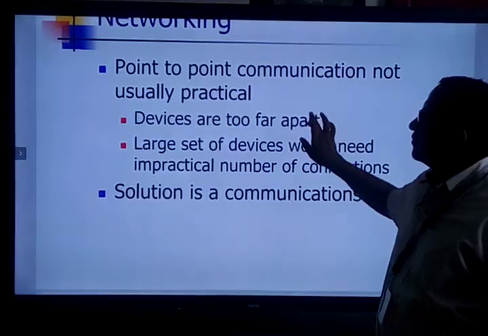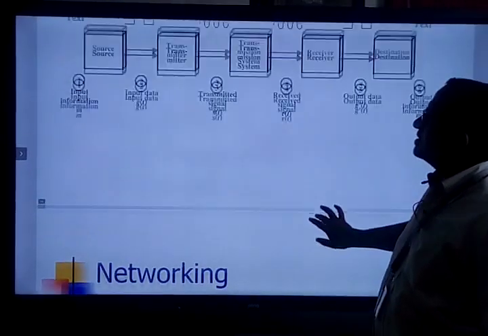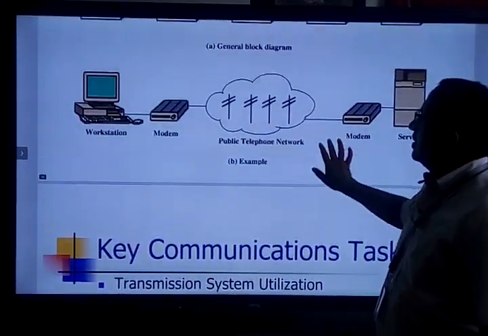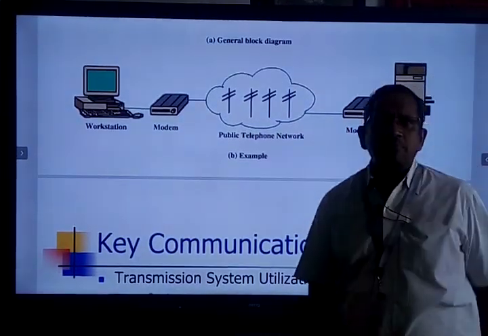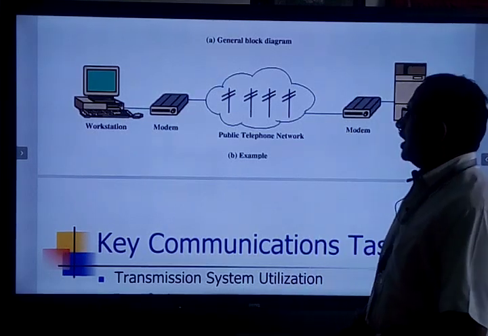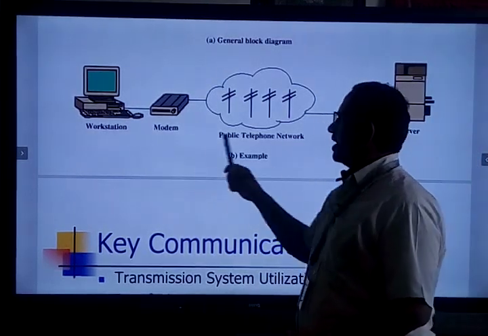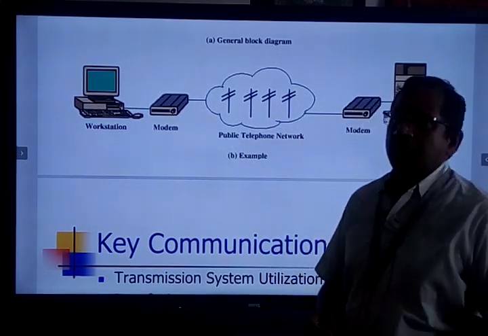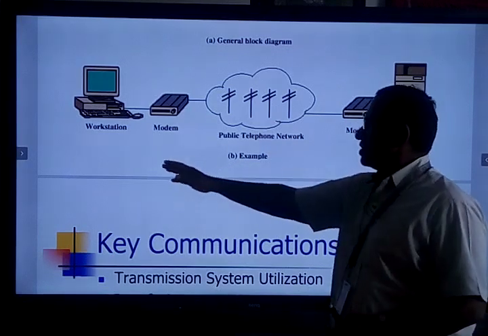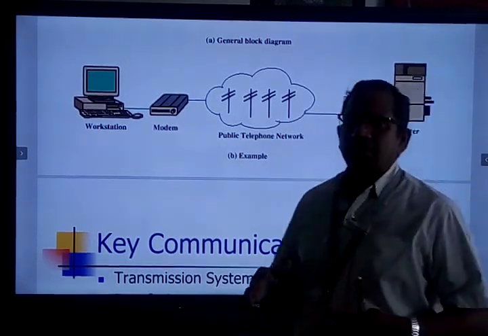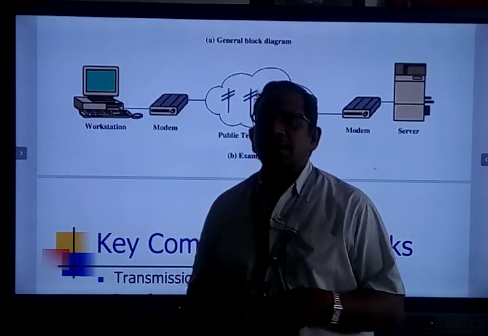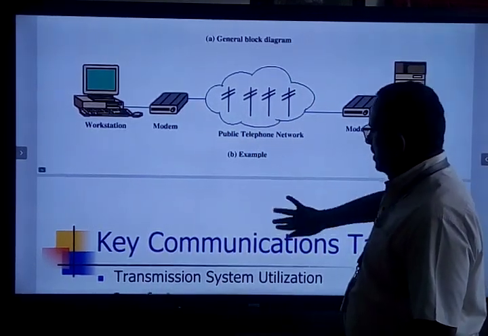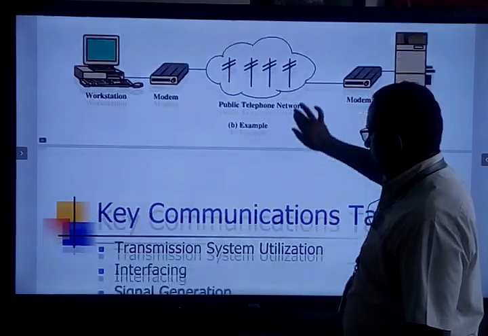So this is the basic block diagram of a data communication system. The data communication system is connected by using modems, and these two modems are connected to a public switched telephone network. The workstation and a server can be mobile phones or any electronic gadgets. Like this, communication happens in data communications as well.